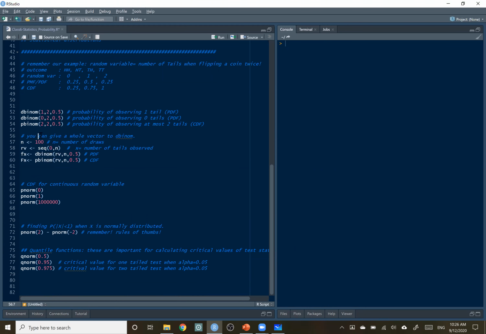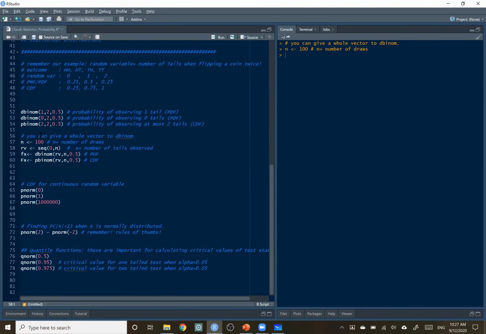You can pass a complete vector of binomial random variables. So imagine I want to pass 100 draws. I want to flip a coin 100 times, and I want to see the PDF and CDF for all those. If I do something like this, n is 100, my random variable is a sequence between 0 and n, so it's going to be between 0 and 100. Then let me actually start with 2, which you're more familiar with. So if I look at my random variable, this is flipping a coin twice: 0 tails, 1 tail, and 2 tails, right?